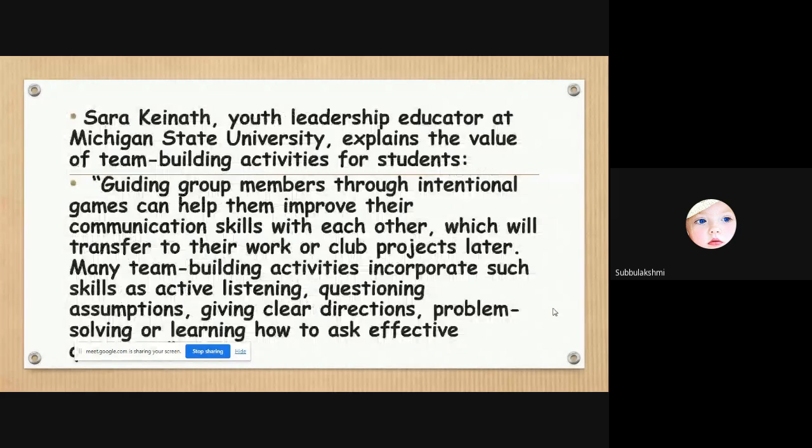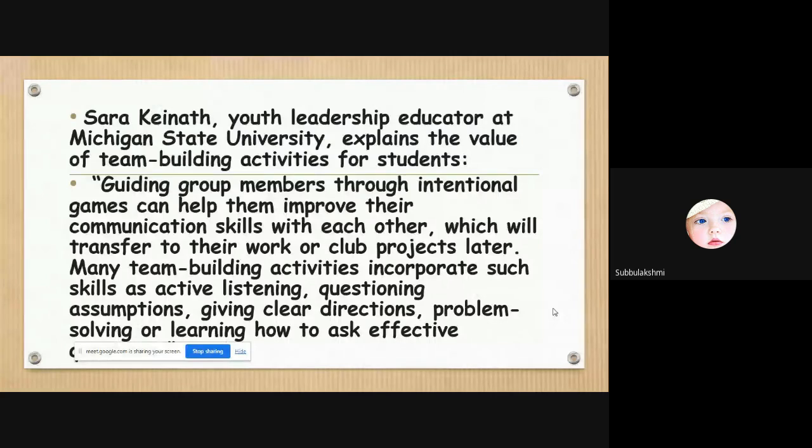I just want to begin with a very good quote from an educator, a leadership educator at Michigan State University. He explains the value of team building activities, which are very essential for students. In his words, guiding group members through intentional games is what is important. Intentionally we do it because we want an output from it. This can help them improve their communication skills with each other.